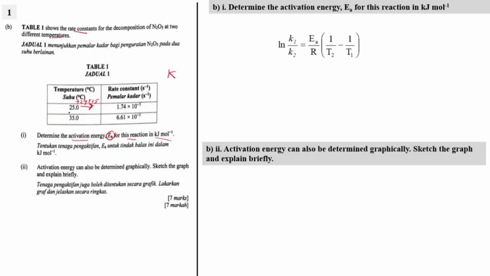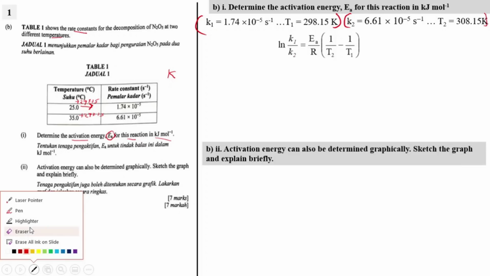So at 25 degrees Celsius, or at 298.15 Kelvin, our K1, our rate constant one, is 1.74 times 10 to the power negative 5. Or at the temperature of 308.15, which is adding 35 with 273.15, we're going to get the K2 to be 6.61 times 10 to the power negative 5 per second. Okay, so there are two important statements here. And once we have this information, we're going to substitute these values into this equation. So ensure that you substitute that correctly.